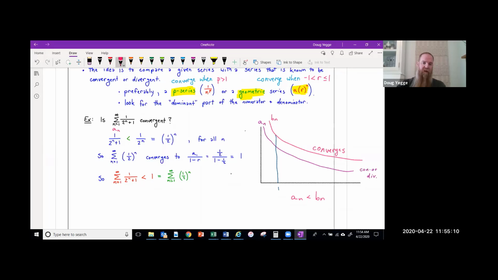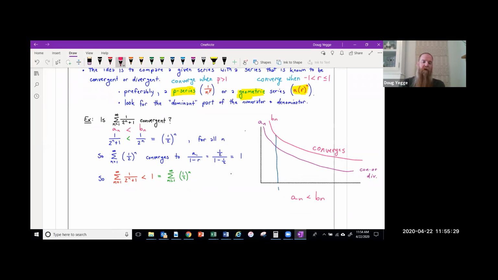Not pick a sequence, that is the original sequence. Okay? But we're going to pick a sequence to compare that sequence to that looks kind of like it. And that shows us that 1 over 2 to the n plus 1 is definitely less than 1 over 2 to the n. Can anybody tell me why I know that?